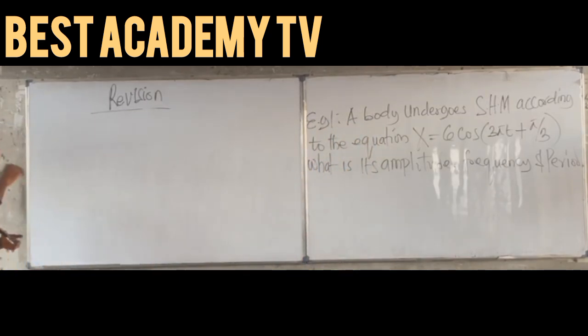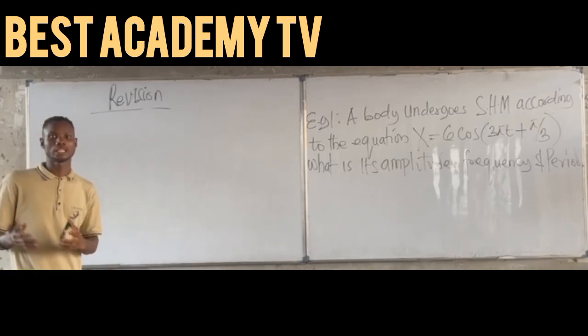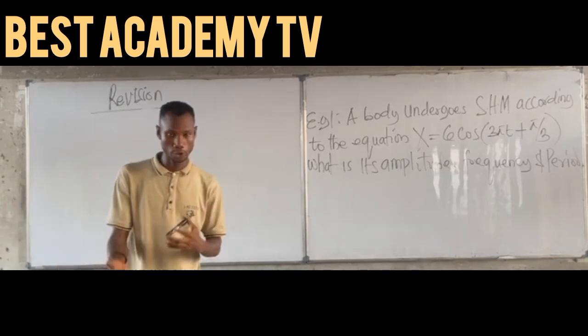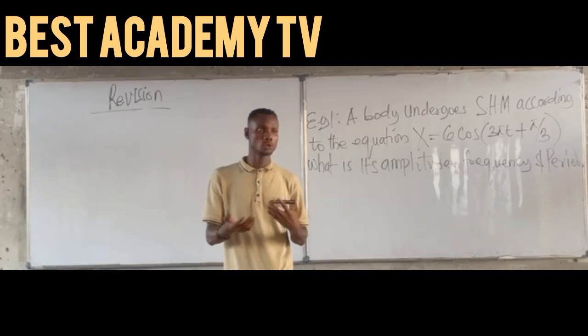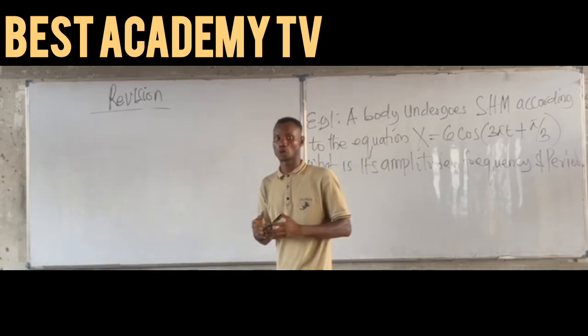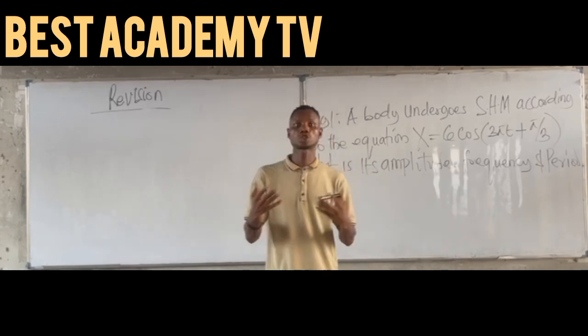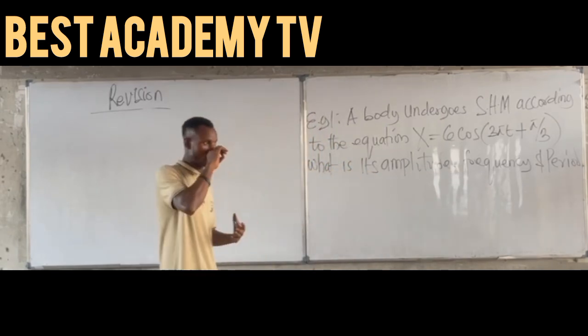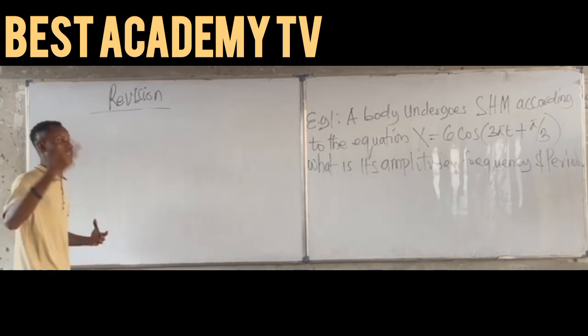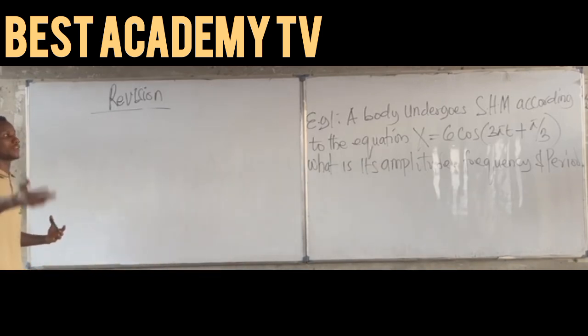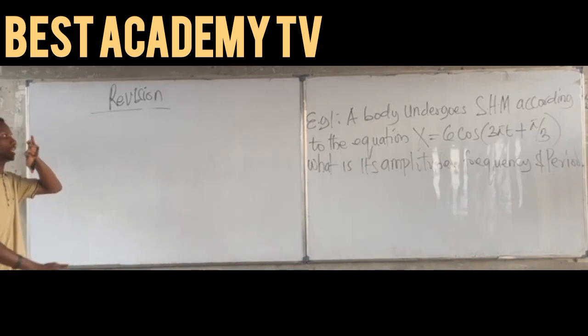Now class, let's solve this question here. Before we solve this, I have to introduce more on SHM, that is harmonic motion. Now, what is harmonic motion? You can either call it harmonic motion or periodic motion. A periodic motion is a motion that will be set in a given interval, or in an equal interval.